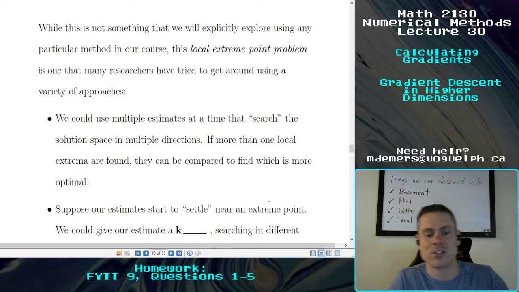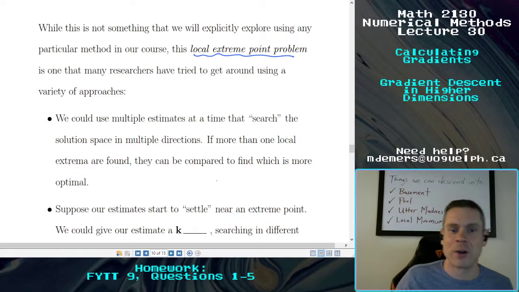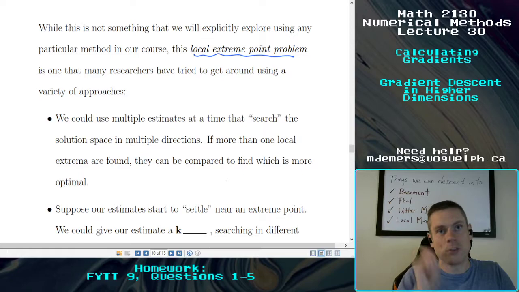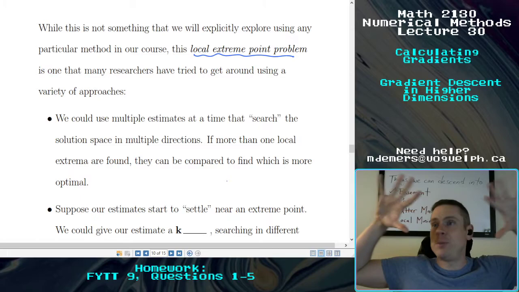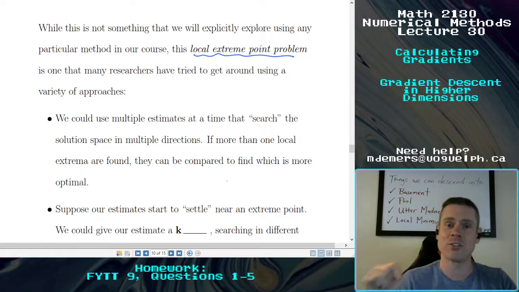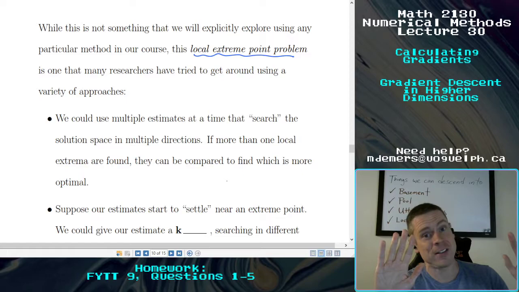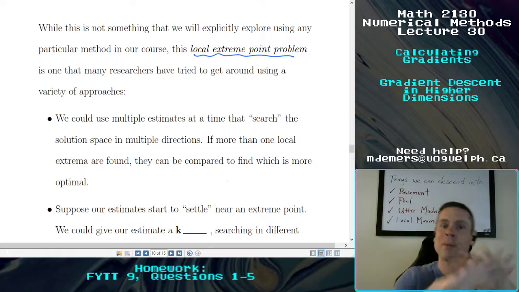Okay, this local extreme point problem is one that many researchers have tried to get around by using a variety of approaches. So one thing is, maybe you don't know where the extreme points are. So maybe instead of just doing this once, you sample a whole bunch of points and you play a bunch of gradient descent games all at once. So sample a bunch of different starting values and do a lot of gradient descents and see what values each one of them converges to. The value that is lowest, where f of the function is the least, has a better chance of being the global minimum. There's still no guarantee, right? Because there might be one that's in between two of your estimates that you don't catch. But by having multiple starting estimates, maybe you have a better chance of catching it.